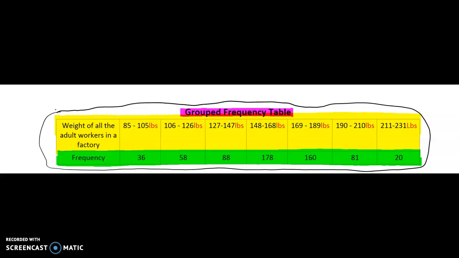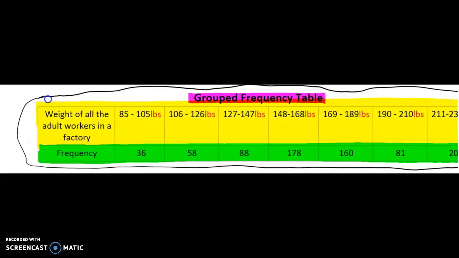And in this box we are given the weight of all the adult workers in a factory. Okay, so their weight, and it's given in pounds. So not stone or kilograms, it's given in pounds. And in the first column you'll see that between 85 and 105 pounds we have 36 workers in that category of weight. Between 106 and 126 pounds we have 58 workers.